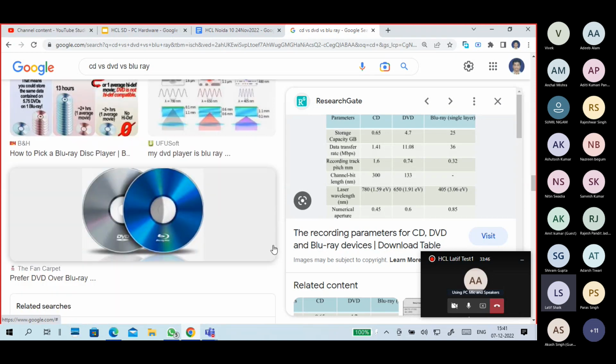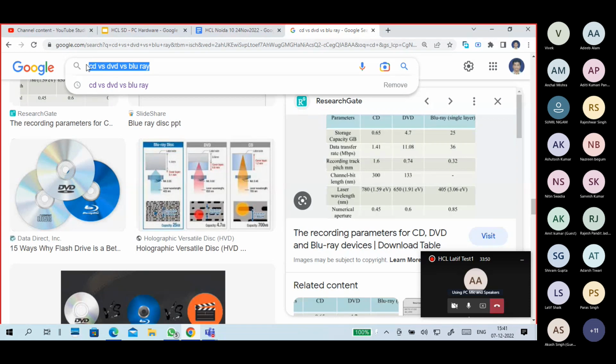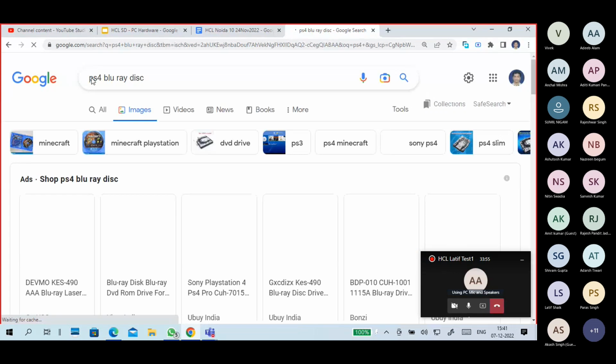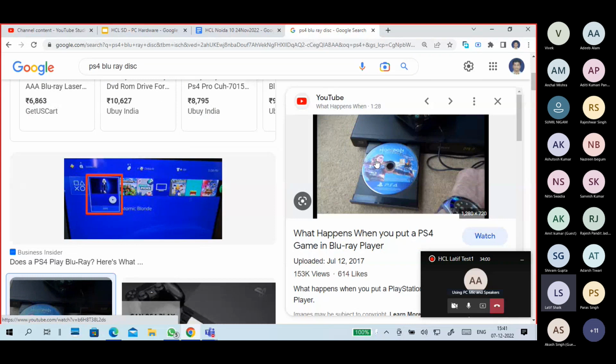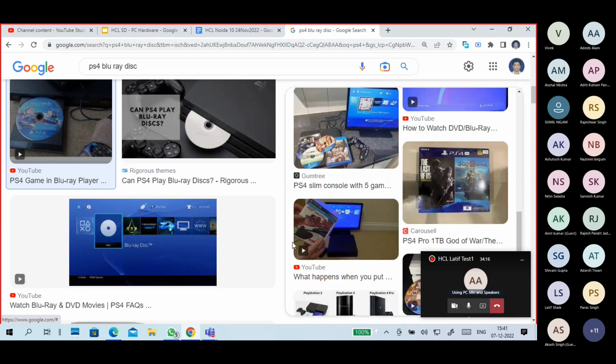So people stopped using Blu-rays, because CDs and DVDs also became very rare. But Blu-rays are still used. If you purchase a PS4, the disc is a Blu-ray type disc, because PS4 and Xbox games cannot be stored on DVDs. You require a Blu-ray because the size of the data is very high, 25 GB, 50 GB.